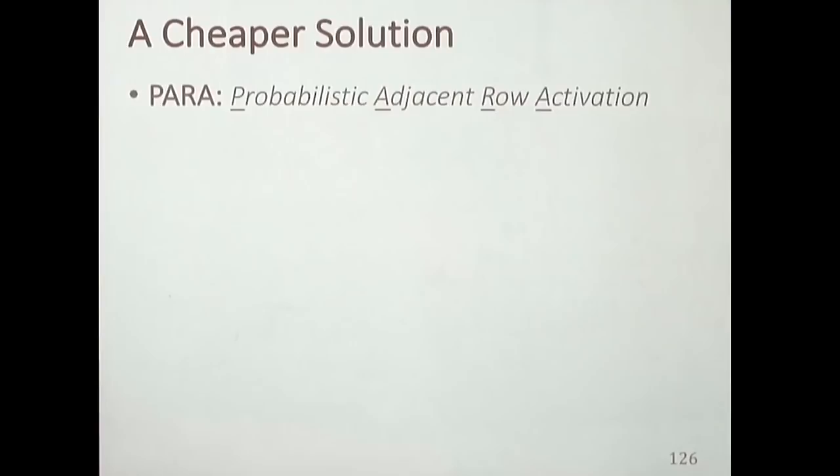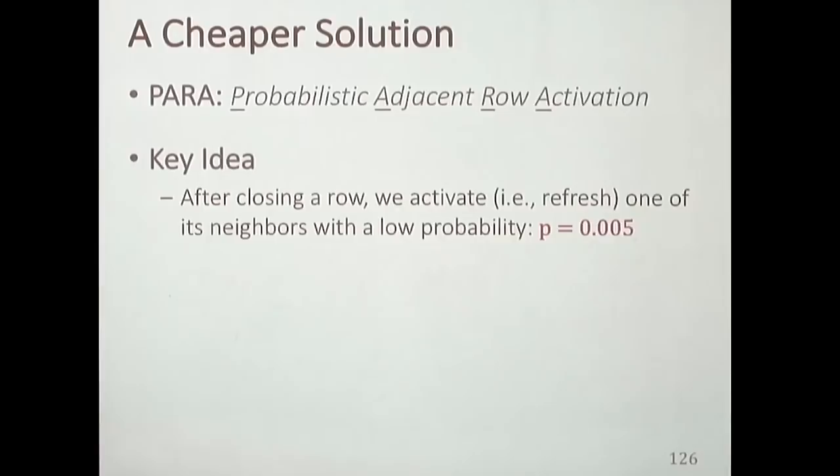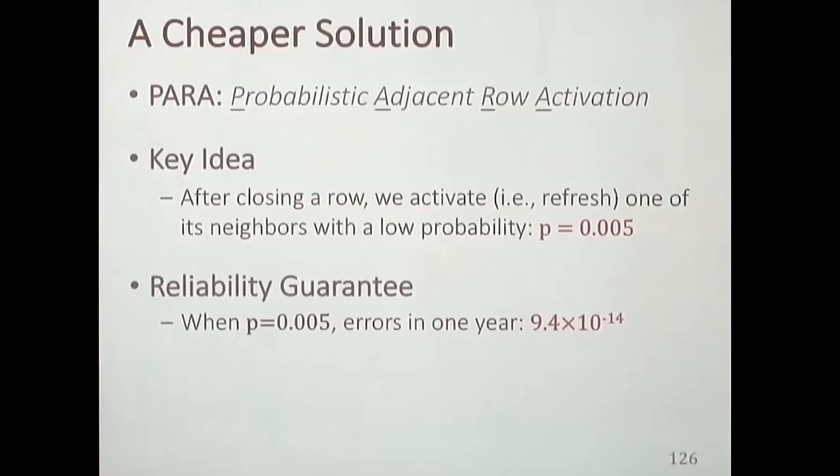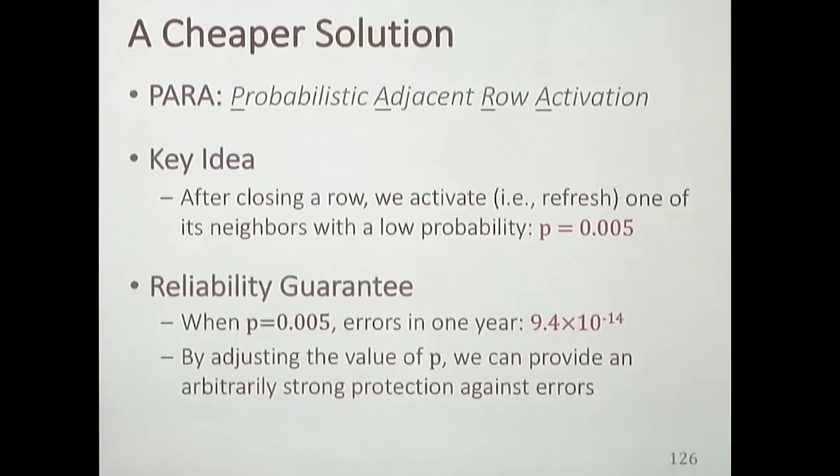So this was a solution that we proposed in the paper that you're going to read again. The idea is very simple. It's probabilistic. After closing a row, activate either both or one of its neighbors with very low probability. 5 out of 1,000 times you close a row, you do this. Now, this gets rid of the problem, actually. This gives you a reliability guarantee that's much better than the reliability guarantee that you have for hard disks today. And by adjusting the value of this probability, you can provide arbitrarily strong protection.